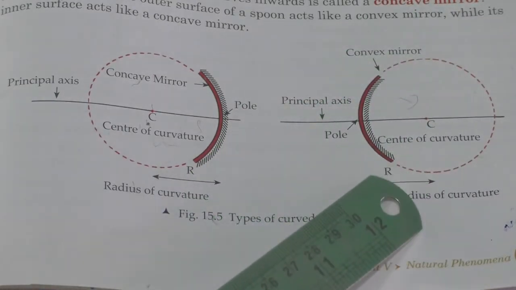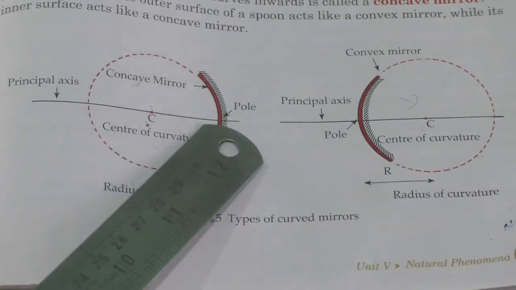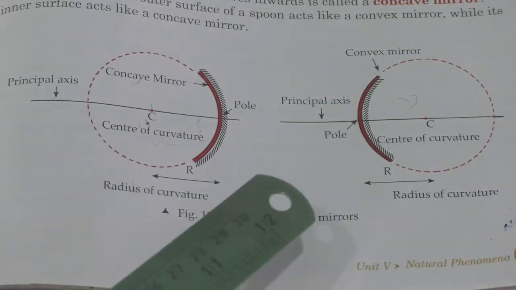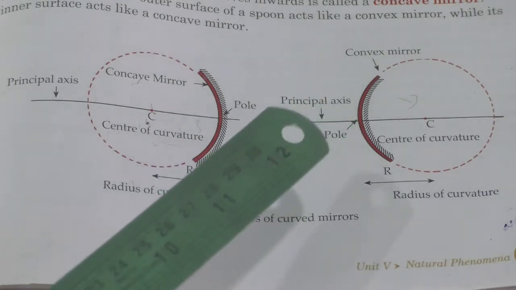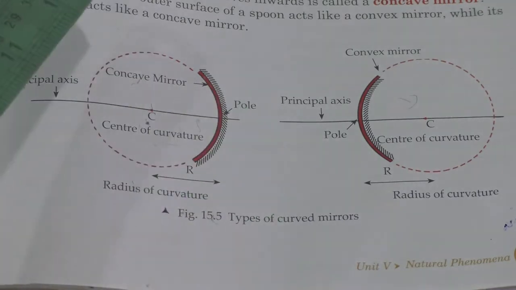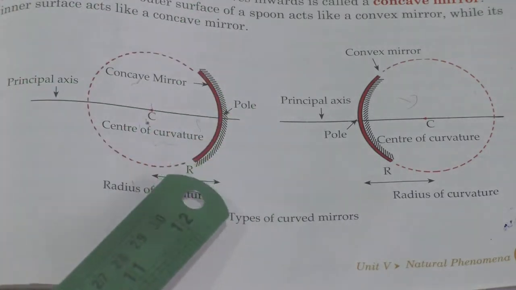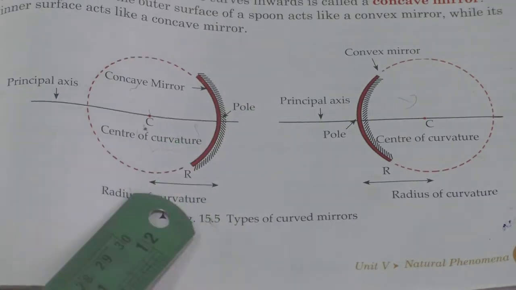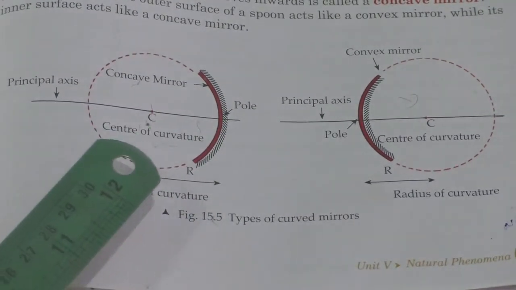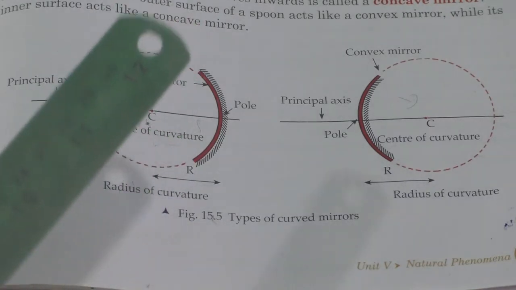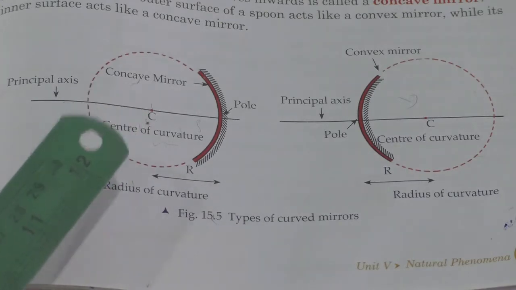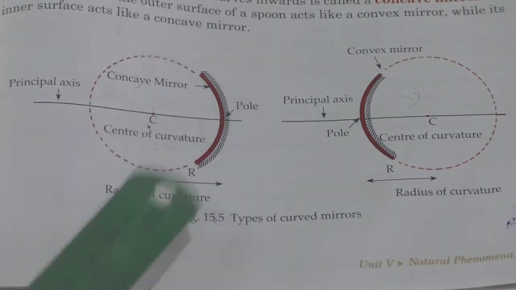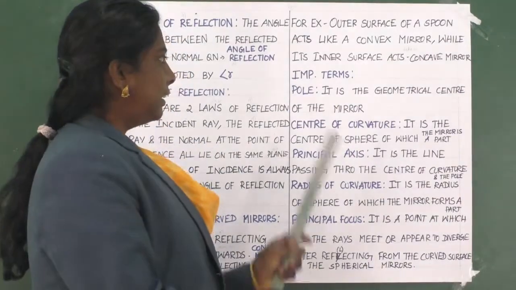Then the next thing, principal focus. What is that? It is a point at which all the rays meet or appear to diverge after reflecting from the curved surface of the spherical mirror. I repeat, principal focus is a point at which all the rays meet or appear to diverge after reflecting from the curved surface of the spherical mirror. Clear, children? Yes.